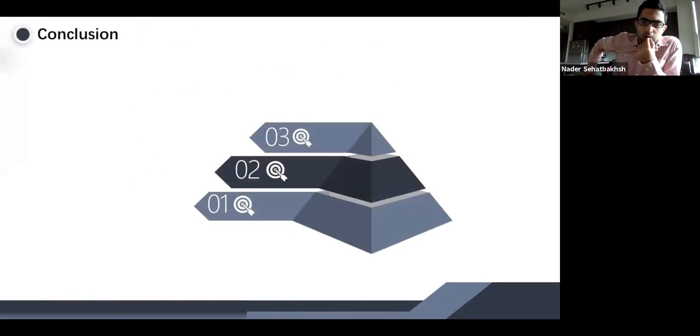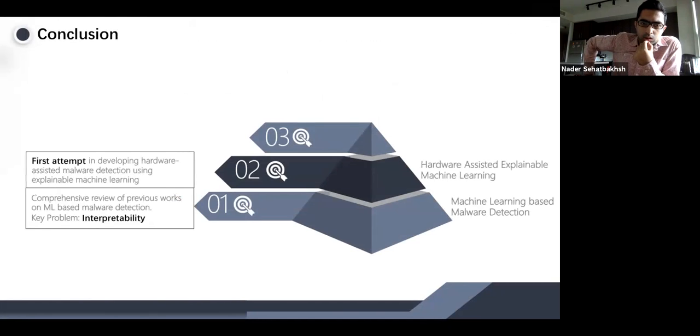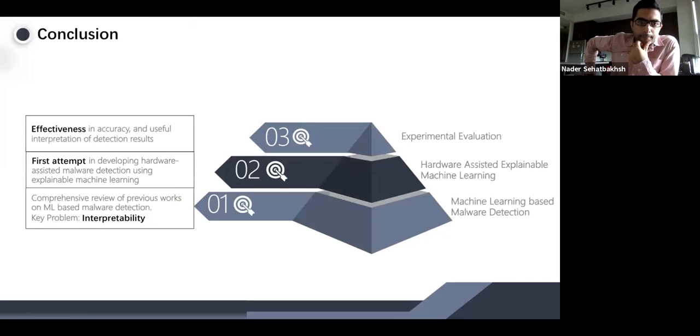With that in mind, we come to a short conclusion. In this presentation, we have a comprehensive review of previous works on machine learning-based malware detection, and we find that the key problem is interpretability. Next, we present our work, which is the first attempt at developing hardware-assisted malware detection using explainable machine learning. Finally, we demonstrate our effectiveness in both accuracy and useful interpretation of the detection results.